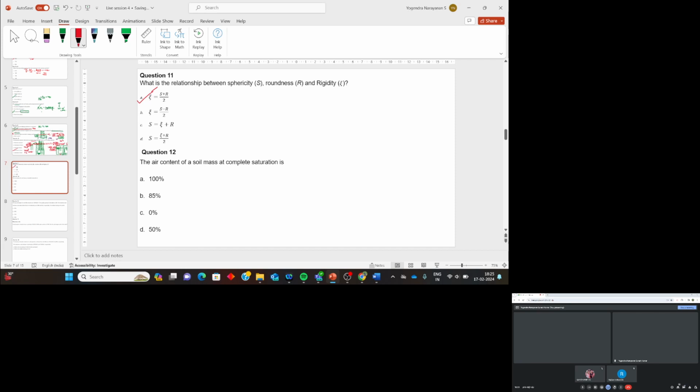The air content of a soil mass at complete saturation is how much? Complete saturation is 100%. What will be the air content? 0%. Moving to the next question.